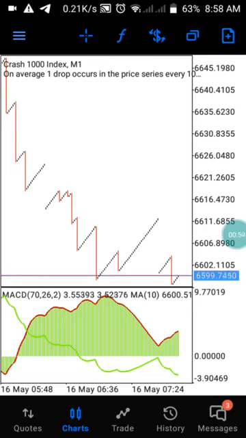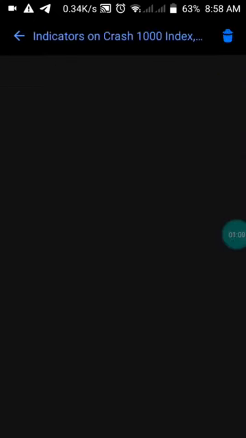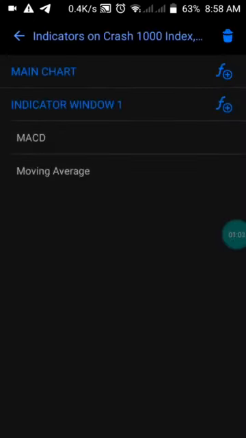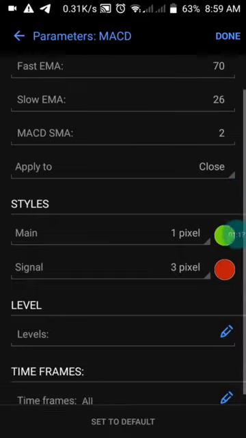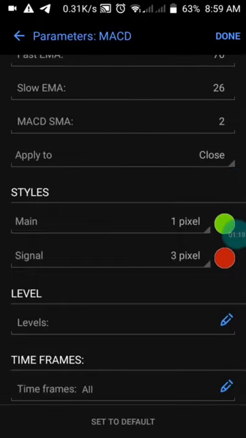So this is crash 1000. Let me show you the settings of this strategy before I show you how it really works. We only have two indicators here. We have our MACD, with the fast EMA on 70, the slow EMA of 26, and the MACD SMA of 2. Then you apply to close, make the MACD color green and your signal color red. That's exactly all you need.